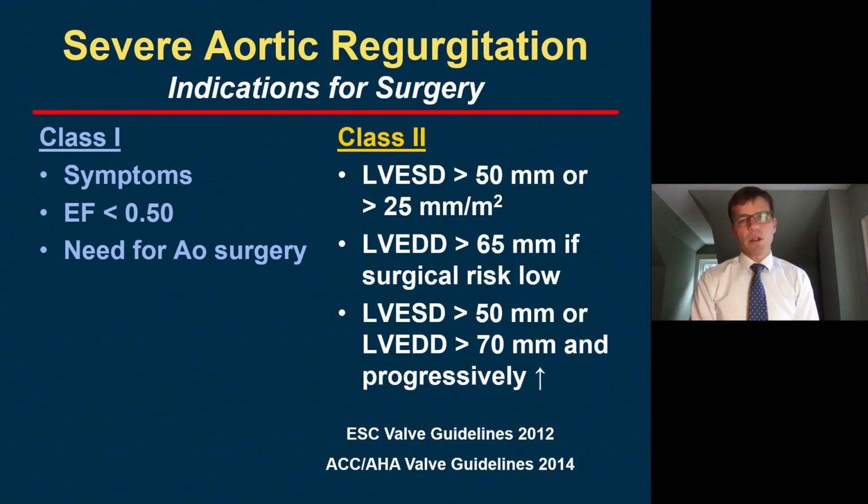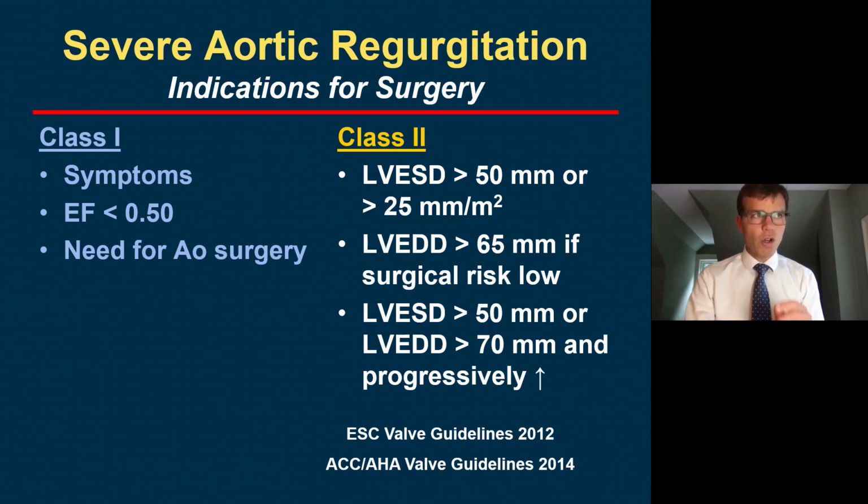Generally, we think about surgery when the patient has symptoms or when their ejection fraction has dropped to 50%, or if they need surgery for something else, for example, their ascending aortic aneurysm. The class 2 indications, again, are looking carefully at the numbers and the dimensions of the heart. If the end systolic dimension appears to be increasing up to 50 millimeters, that's pretty big, honestly. And the end diastolic dimension is 65 millimeters. Both of those numbers are pretty large. If they're not quite there yet, but they're increasing progressively, then you might think about operating as well.